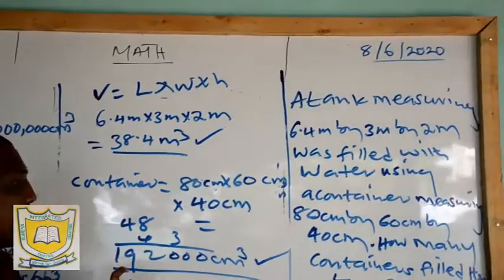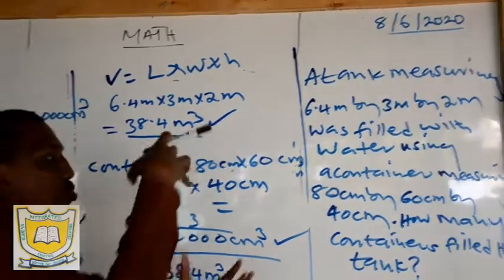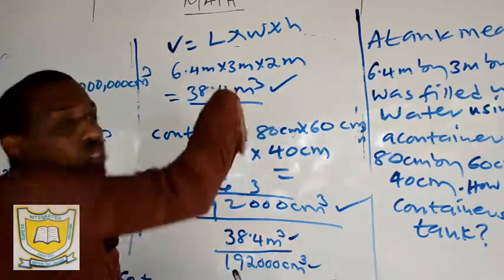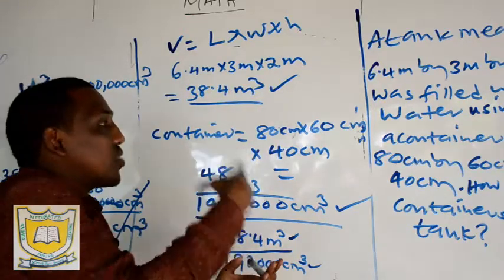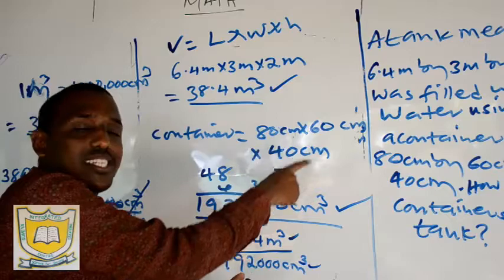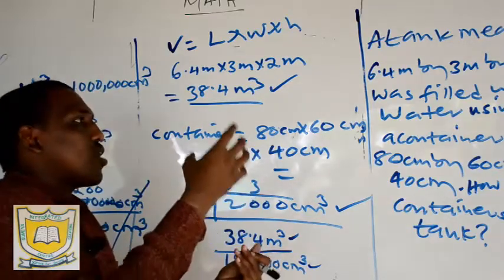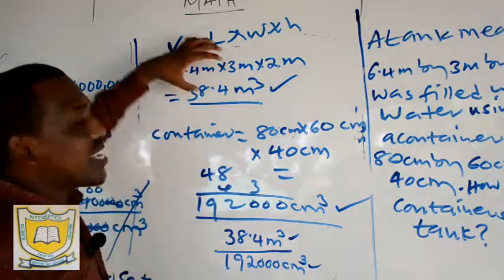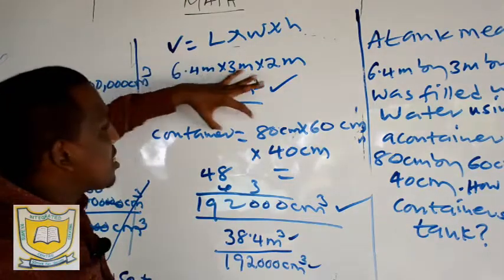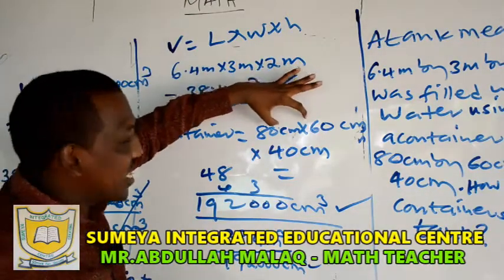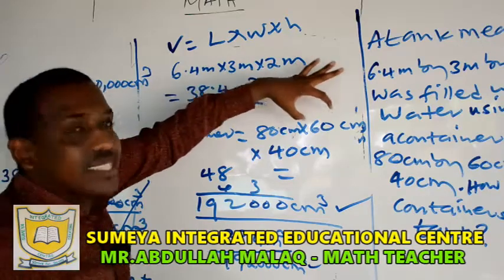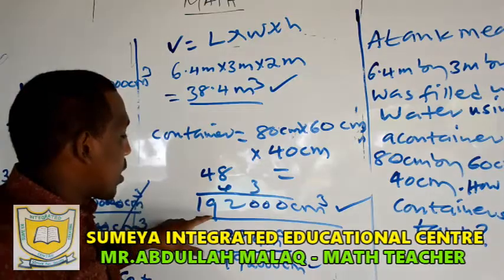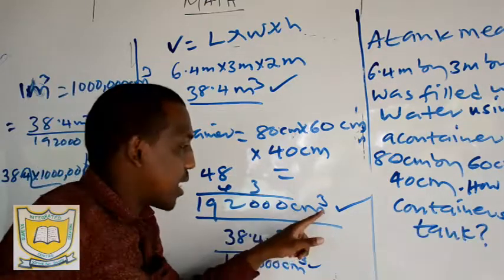What is remaining now? There was a small container that was used to fill this tank. So the question is asking how many containers were used. There was a container measuring 80 by 60 by 40. They said how many containers can be used to fill this tank. So after getting the volume of the bigger tank, you get the volume of the container measuring 80 by 60 by 40. When you multiply, you will get 192,000 cubic centimeter.